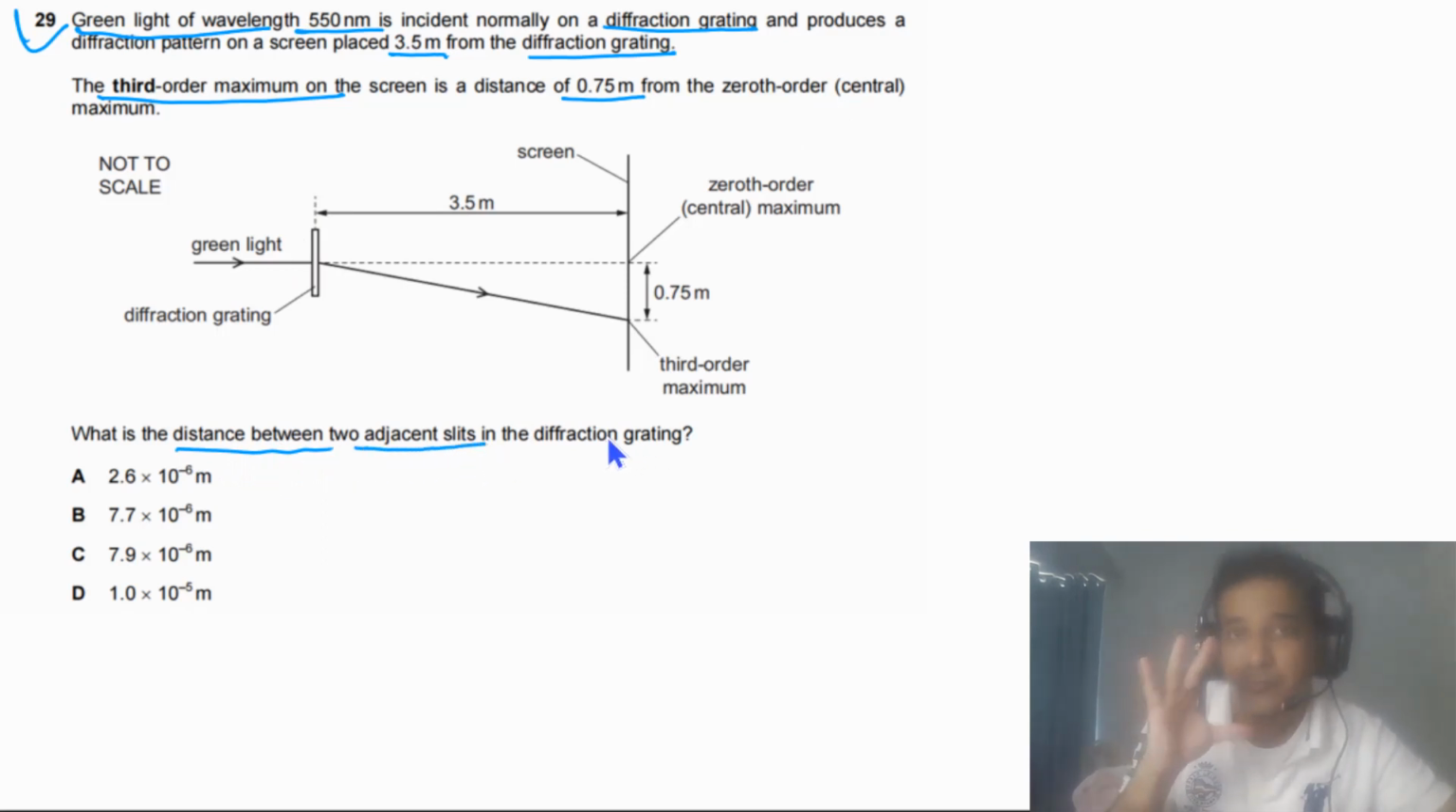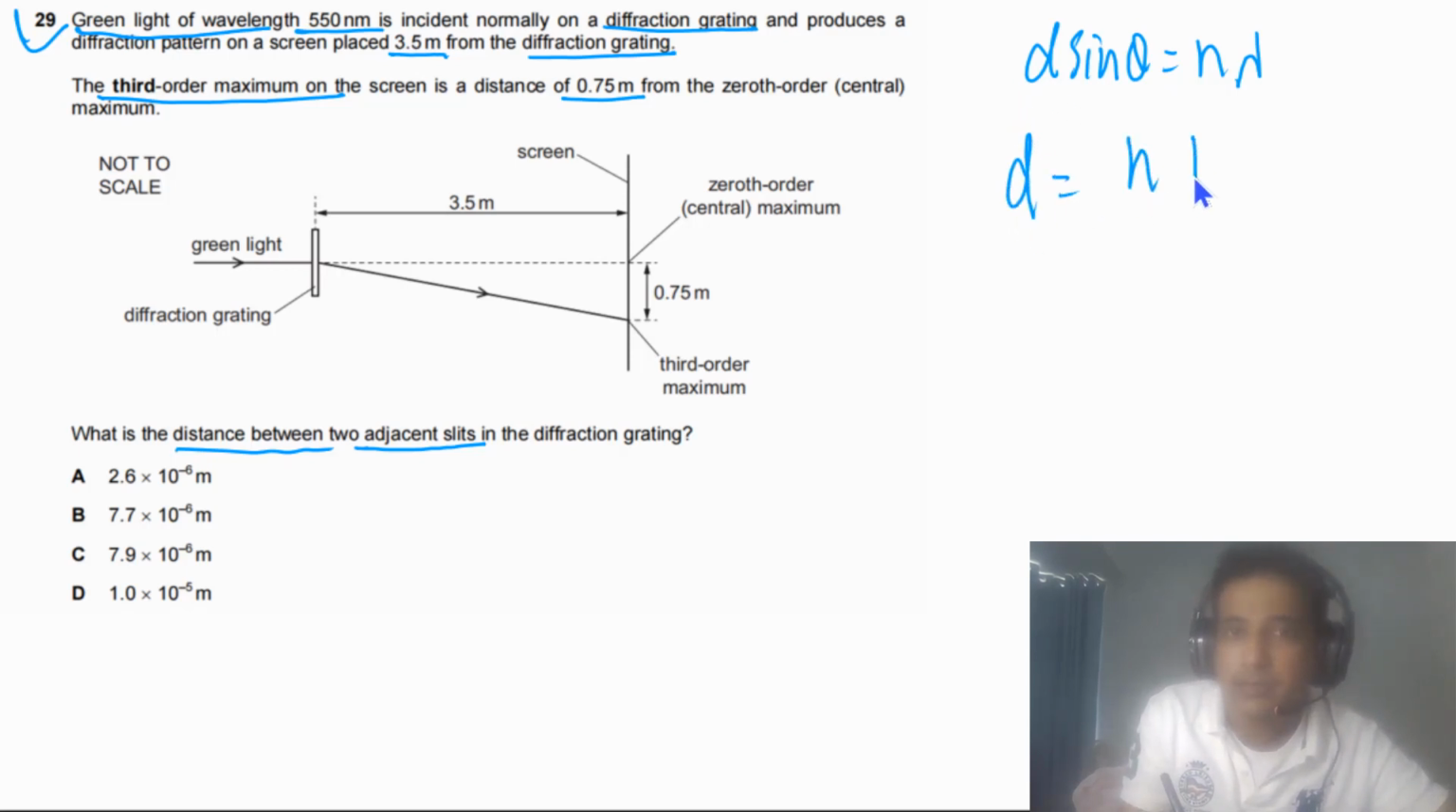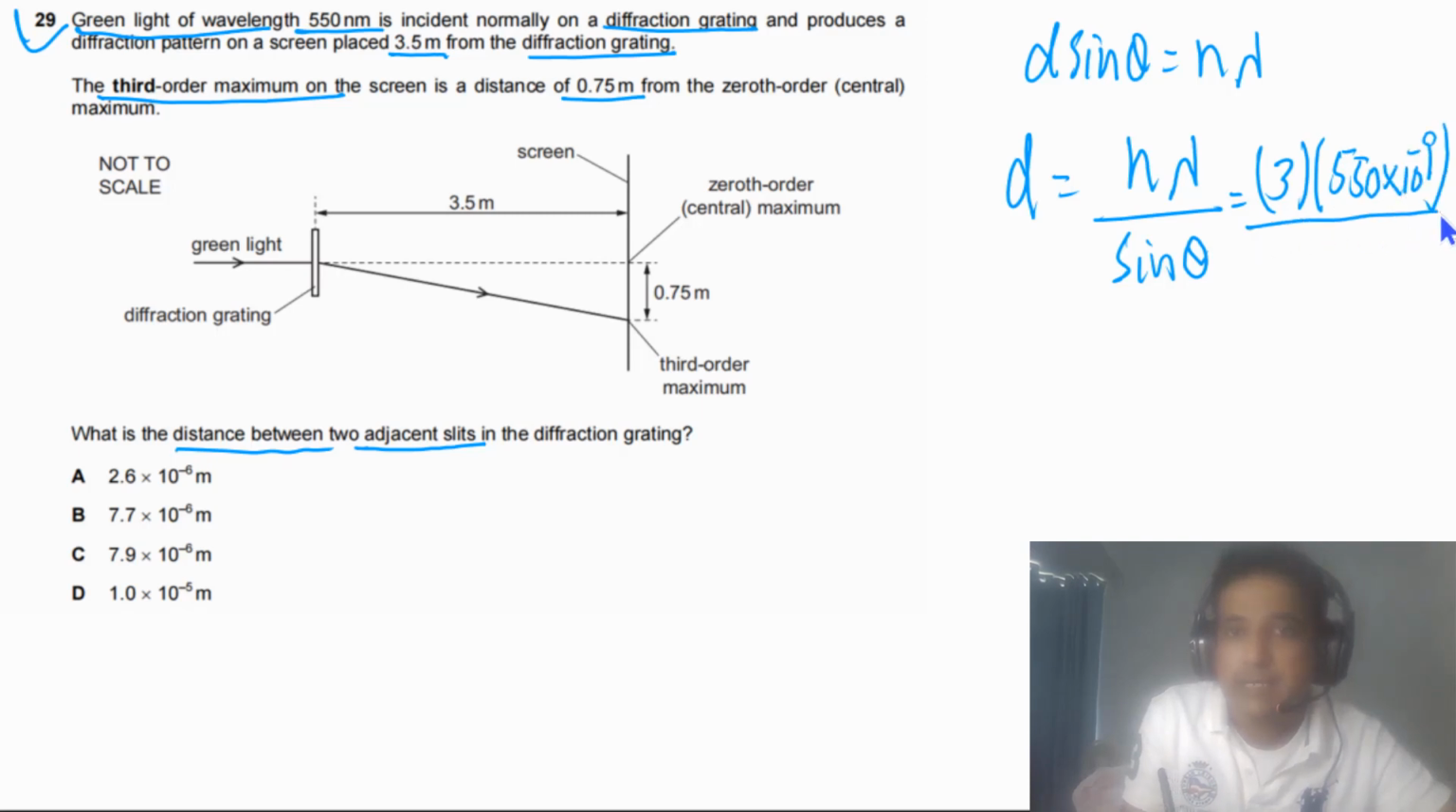This question is about diffraction grating. So first thing you need to understand. For diffraction grating, simply we can use d sine of theta equal to n times lambda. For this question, we need to find out d. So d has to be equal to n times lambda divided by sine of theta. We have value of n, that is 3, and we have the wavelength, that is 550 nanometers, divided by sine of angle, but we don't have value of angle.